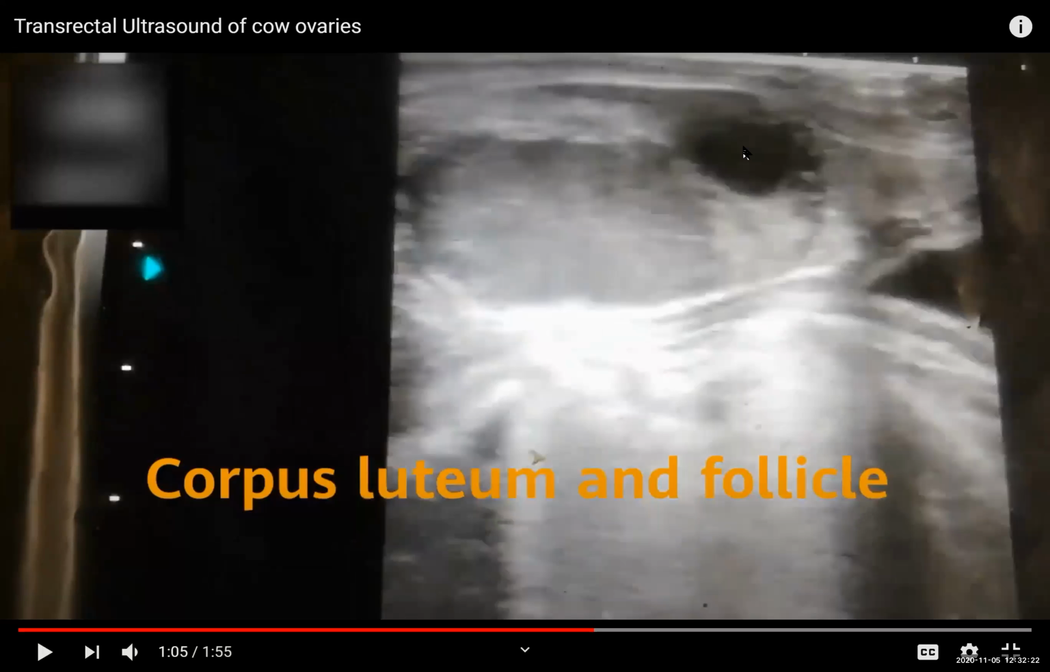This is the corpus luteum. So we have still the ovary here. This is other tissues on the outside. This is still a follicle. The corpus luteum is this huge structure, and it's a different gray basically. It has a different texture than the rest of the ovary. So that's what it's showing you as the corpus luteum.